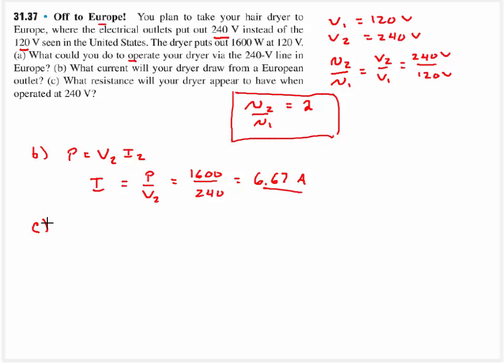Lastly, we're asked for what is the effective resistance of the dryer. Well, we know that the power can be written as the square of the current multiplied by the resistance. So the resistance is simply going to be equal to the power divided by the current squared, or 1600 watts divided by that 6.67 squared. And we're going to have an effective resistance of 35.96 ohms.